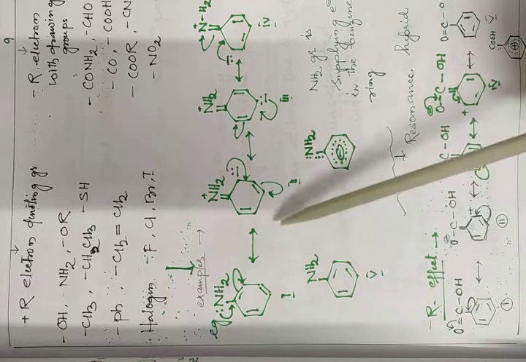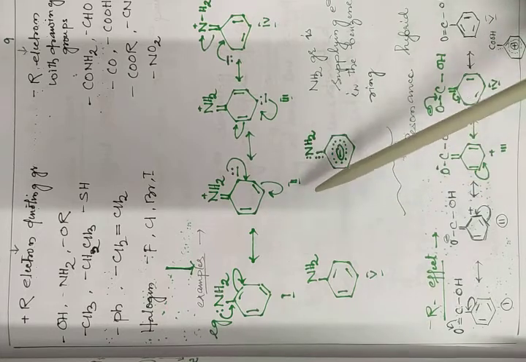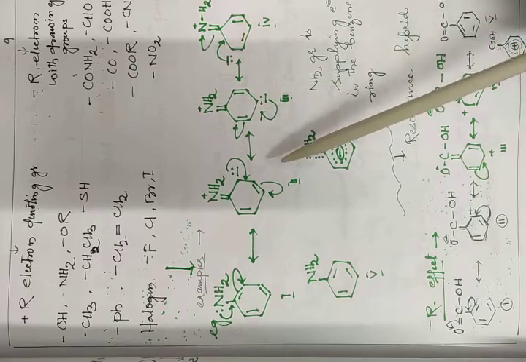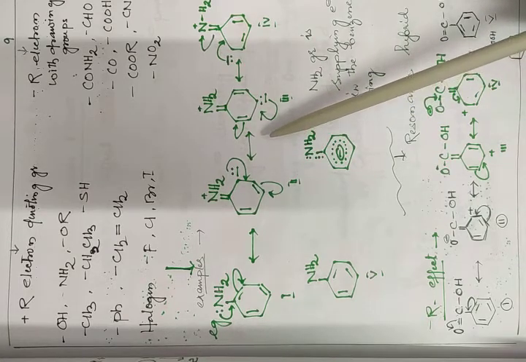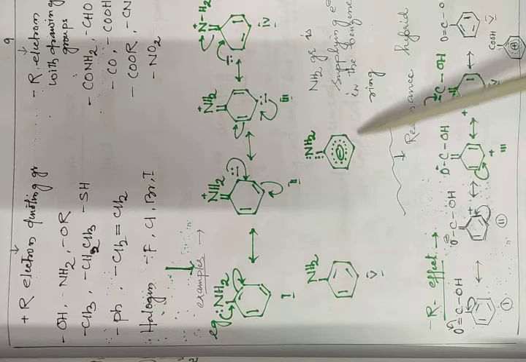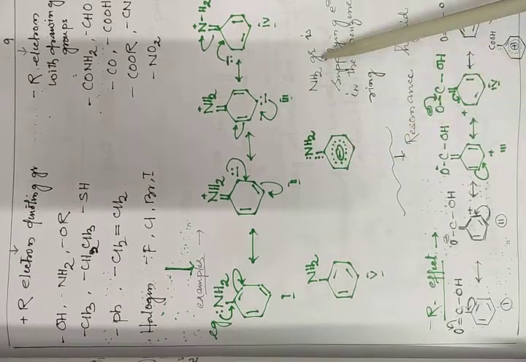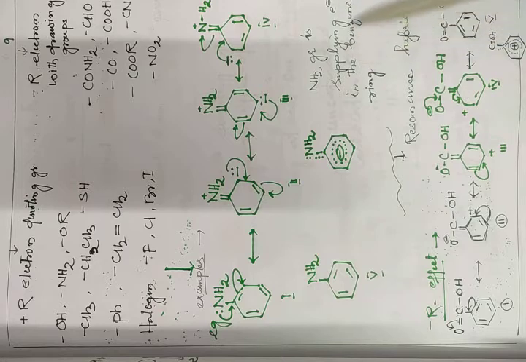These are the canonical structures of the plus R effect, and this one is the resonance hybrid only. So the NH2 group is supplying electrons to the benzene ring.